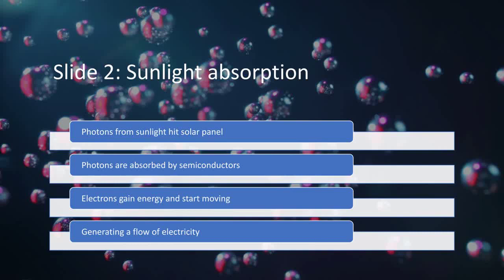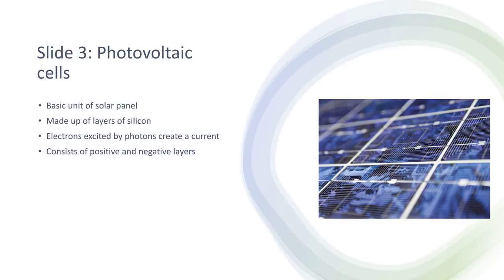In this third slide, we will be discussing the basic unit of a solar panel, the photovoltaic cell. A solar panel is made up of many photovoltaic cells that work together to generate electricity. Each cell consists of layers of silicon that have been treated with specific materials to create a positive and negative layer. When photons from sunlight hit the silicon, they excite the electrons in the material, causing them to flow towards the negative layer, generating an electrical current.